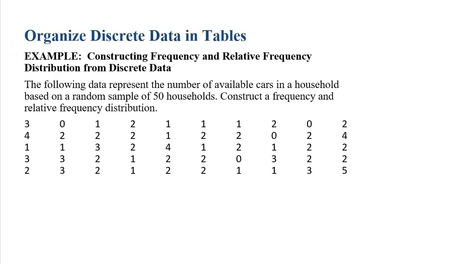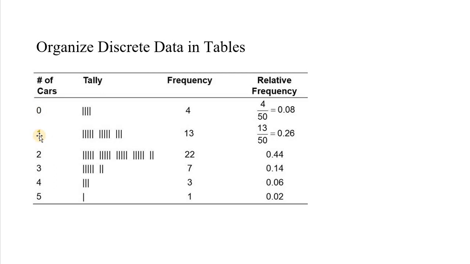Here is an example of discrete data that is going to be treated like categorical data, and the classes are going to be the observations. The following data represents the number of available cars in a household based on a random sample of 50 households. We need to construct a frequency and relative frequency distribution. Notice here the minimum is 0 and the maximum is, I think, 5. So we can basically list all of the numbers from 0 to 5 in one table and treat that as the class.